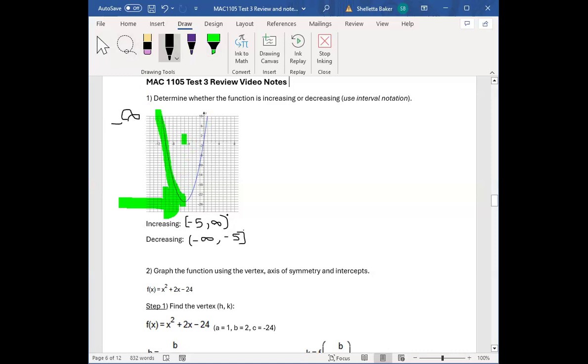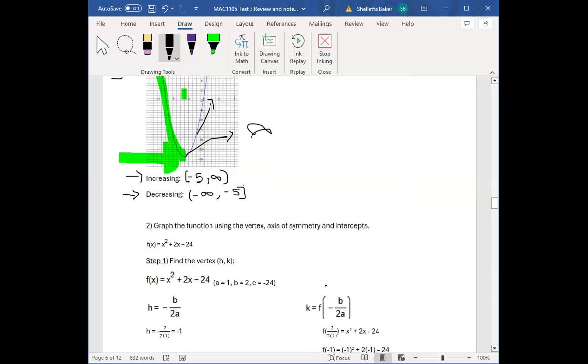And we would write that expression down here as parentheses negative infinity, comma, -5, and then we enclose -5 with a bracket. From -5 to infinity, the function increases. So we describe that interval as -5 with a bracket, comma, infinity.